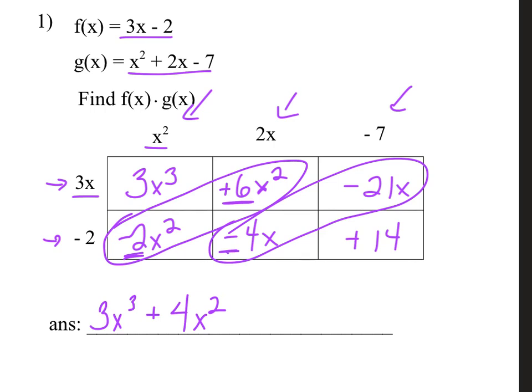Notice, I hate when I do this. The signs are the same. This is negative 4x and negative 21. So I'm adding those numbers to 25. Keep the sign. And then 14. So it's just multiplying and then adding. You just have to keep those straight.